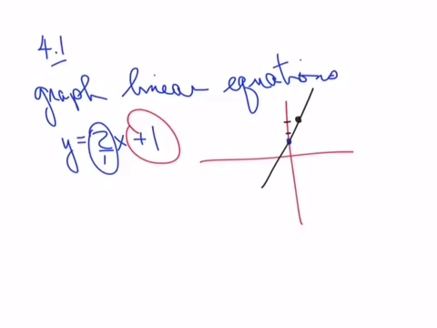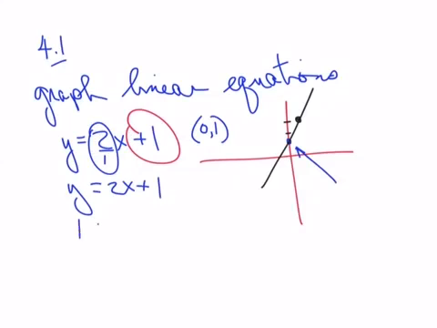Alright, so one of the things that we've discovered is that any point along this line, if we put the x value and the y value in this equation, this will always make a true statement. Okay? So for example, let's say that we took this point right here, and that point is 0, 1. Okay? And let's put it into our original equation, y equals 2x plus 1.